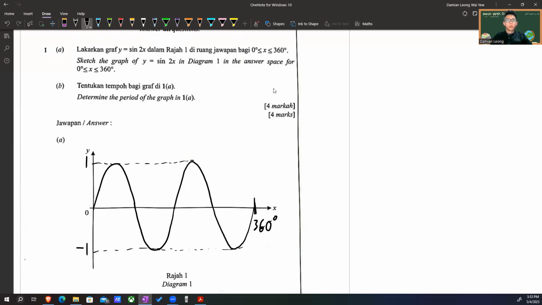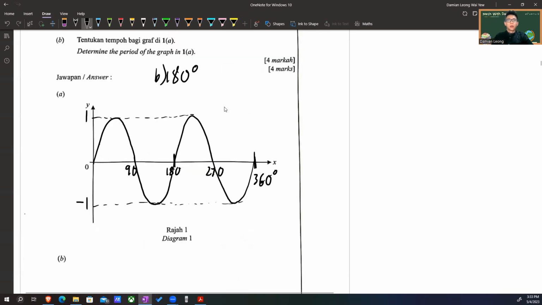So you see, if I split into 4, each one here is 90, 180, 270, 360. So they want the period of the graph. Period of the graph is how many degrees it takes to go one full cycle, which in this case is 180 degrees. Okay, I can put here 180 degrees. That's it.